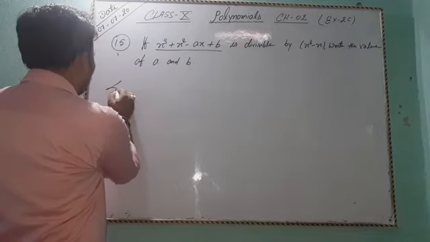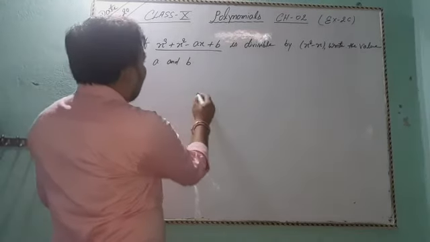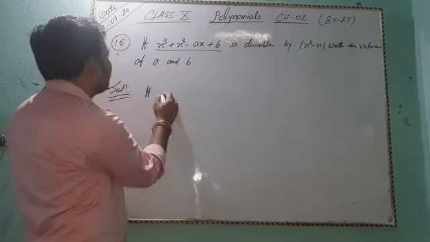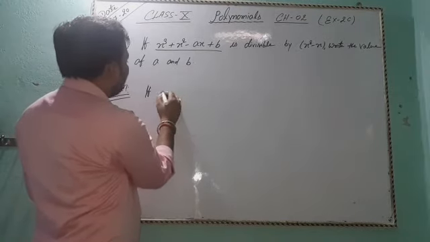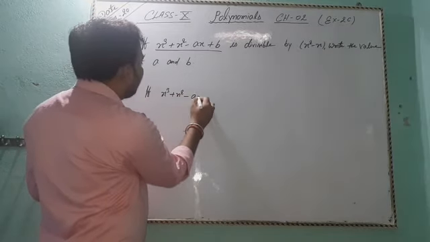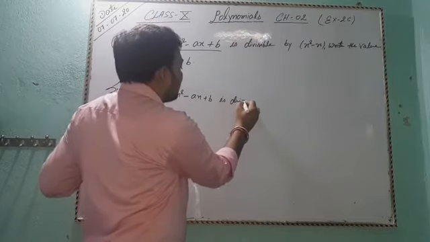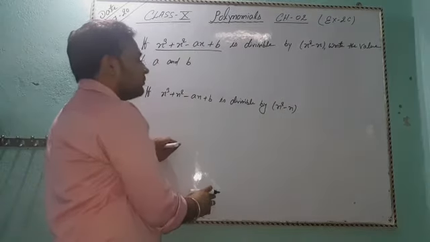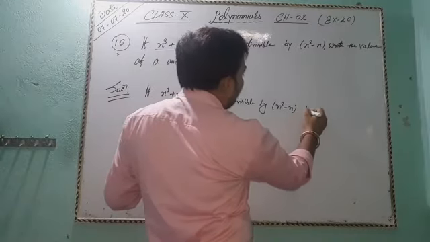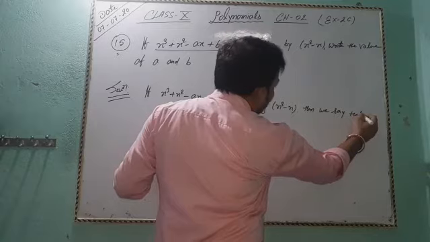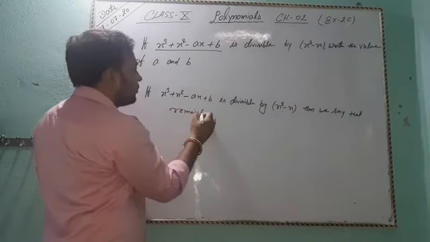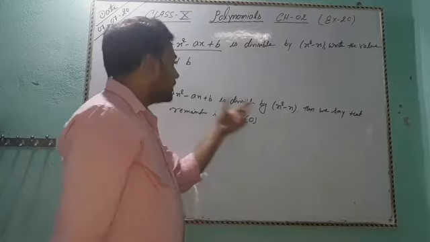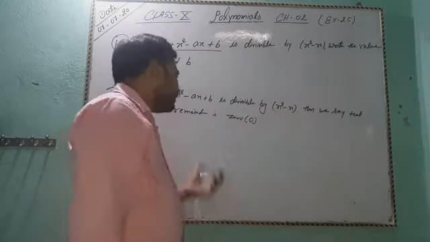Now, if x cube plus x square minus ax plus b is divisible by x square minus x, then we say that the remainder is 0. If it is completely divisible by x square minus x, then we can say that its remainder will be 0.